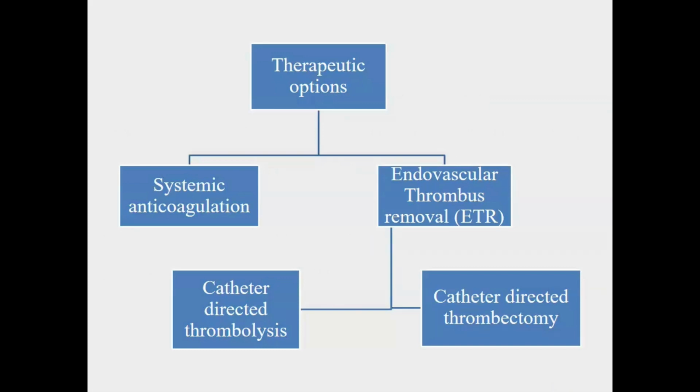Because in therapeutic options of deep vein thrombosis, we have either systemic anticoagulation or endovascular thrombus removal. In endovascular thrombus removal, we have either catheter-directed thrombolysis, where we inject fibrinolytic agent inside the thrombus through a catheter, or we can macerate and aspirate back the thrombus through a catheter, which is called catheter-directed thrombectomy.